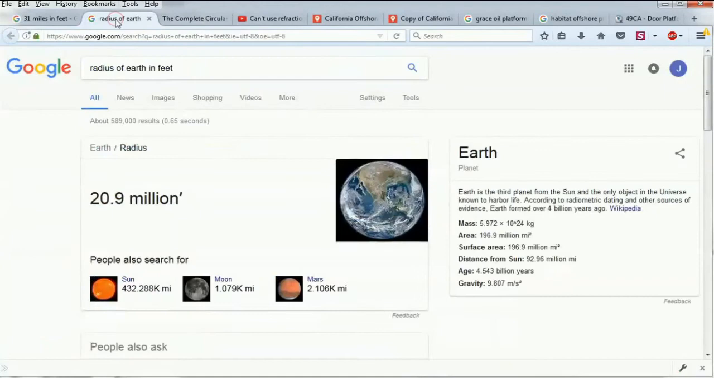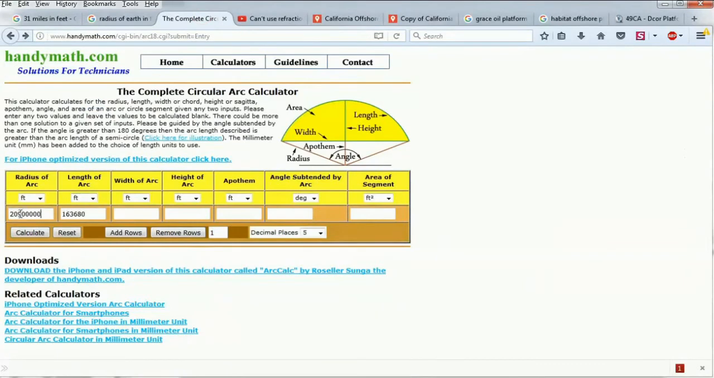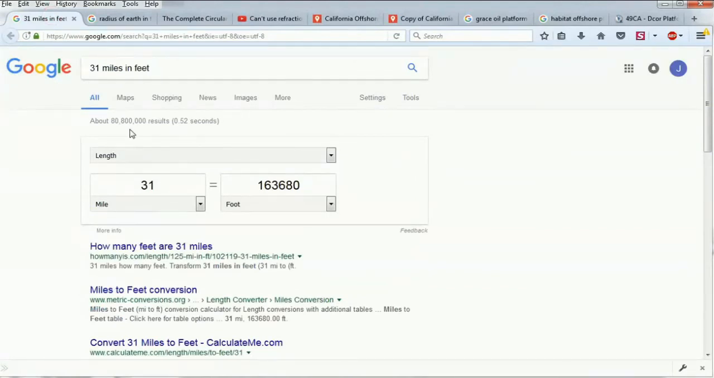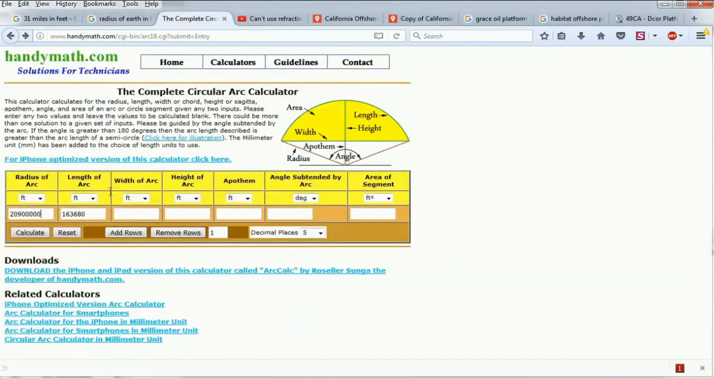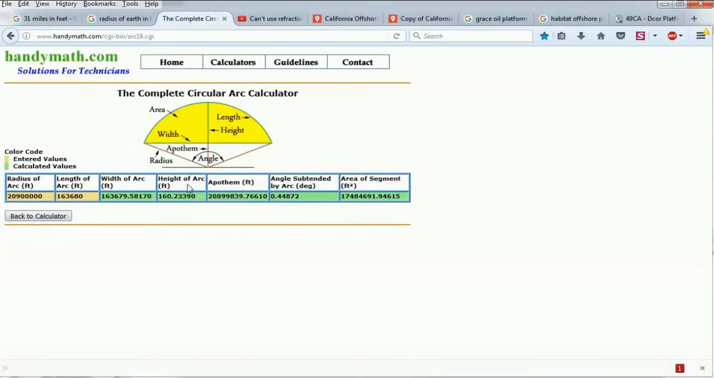The radius of the Earth in feet is 20.9 million, so I've entered 20.9 million here. And then the length of the arc, as we discussed before, is 31 miles, I'm sorry. 31 miles in feet is 163,680 feet, so I've got 163,680 entered in there. And let's see what we get. So the height of the arc, right here, from there to there, is 160 feet.